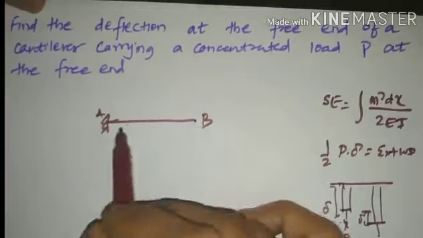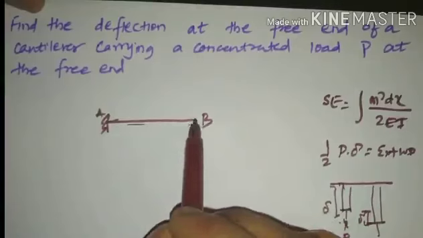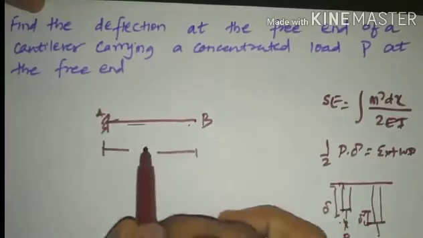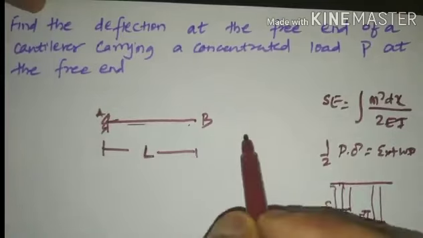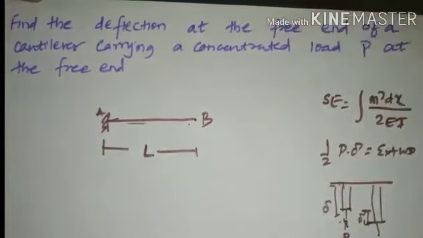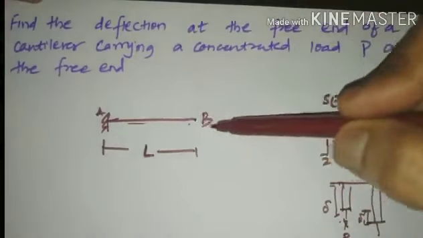So this is a cantilever beam, wherein one end is fixed and the other end is free. The total length of the beam, we shall consider as L, which is called the span of the beam. We need to find out the deflection at the free end of the beam. In this case, the free end of the beam is B.